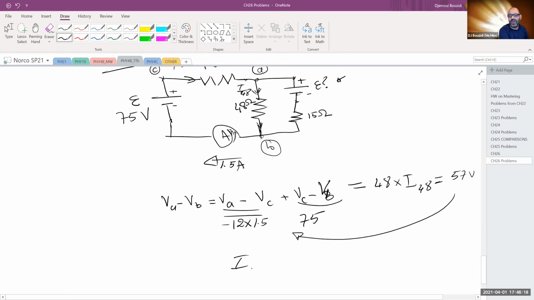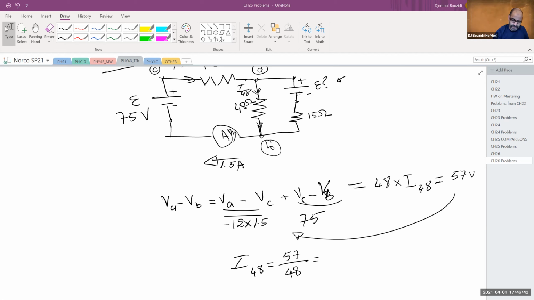So from here, I know what that current is. I48, the current that is going through the 48 ohms, is going to give me 57 volts divided by 48 ohms, and that is more than 1 amp. Okay, more than 1 ampere. So let's see how much that is. 57 divided by 48. That's 1.1875 amps. Okay.